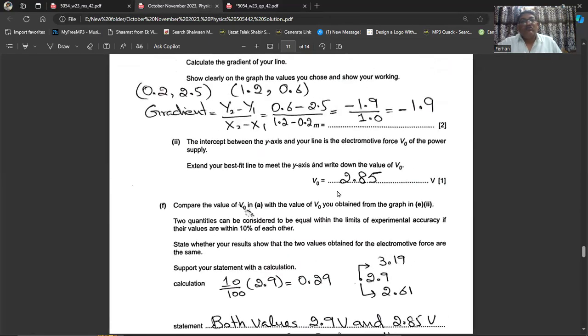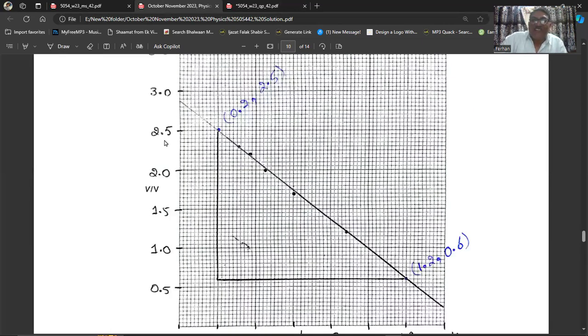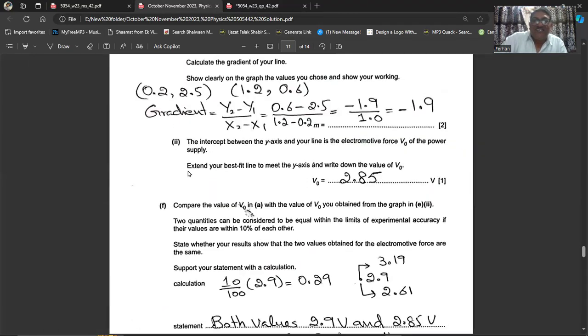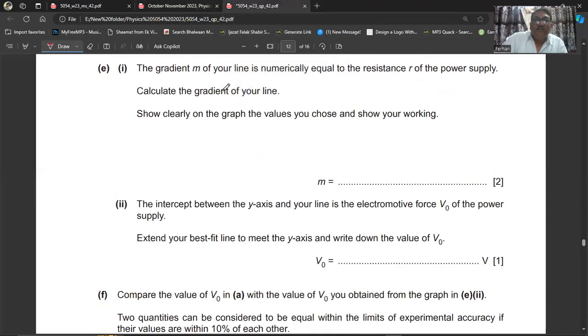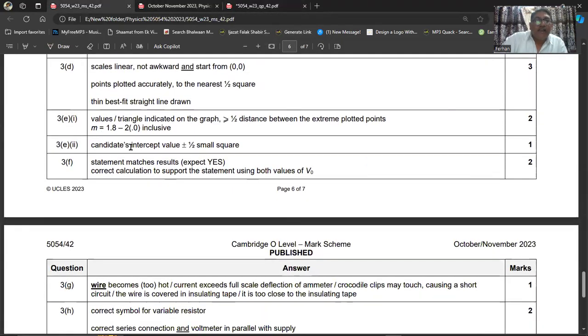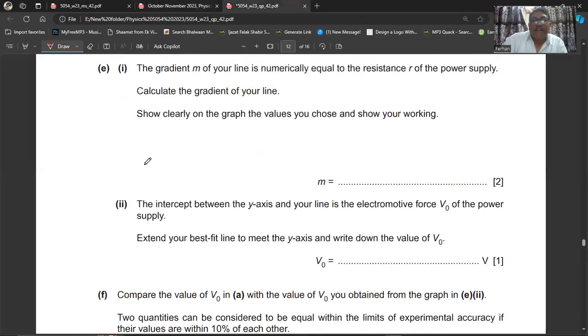So I will note it down. This is not 0.8. This is 2.85. Sorry, I said 0. This is 2.85 volts. So V naught is 2.85 volt. So candidate's intercept value. So our answer is right. Okay. I hope you understand these wordings.